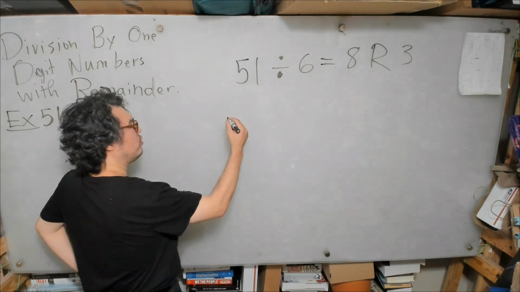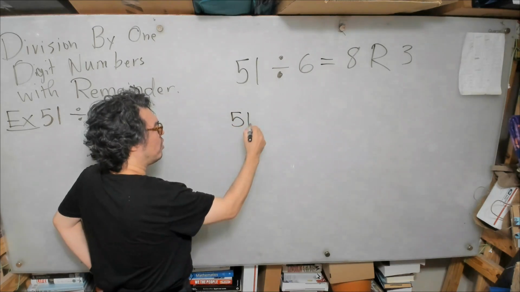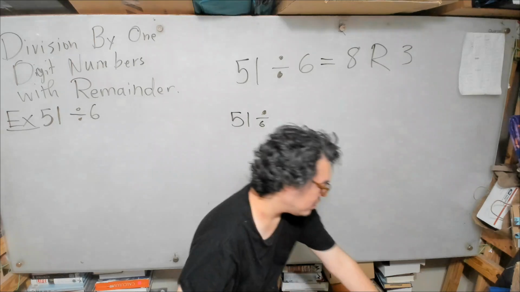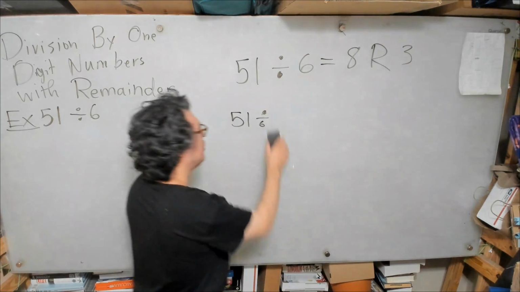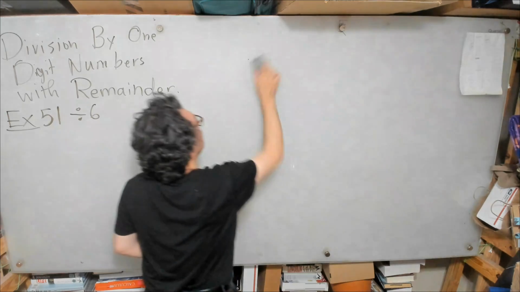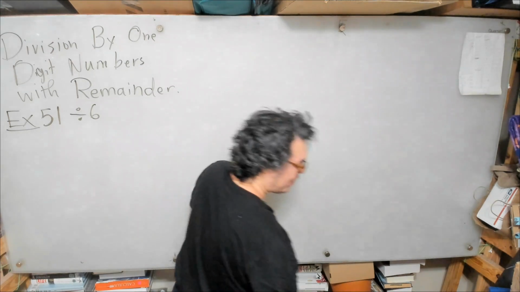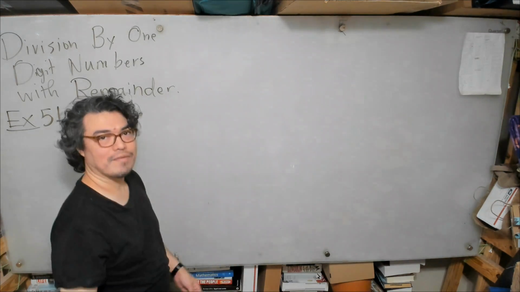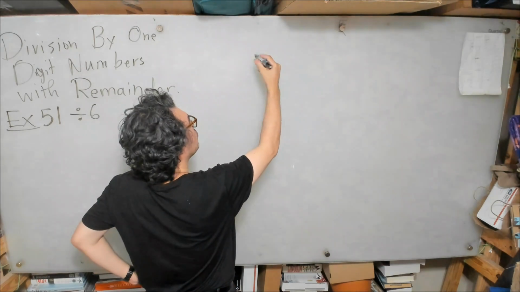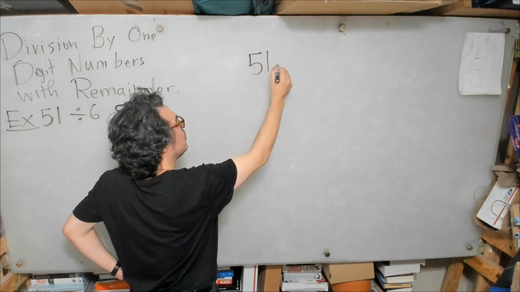So if I want to do 51 divided by 6, oops, sorry about that. That's what is known as a gap. I know that it's going to be clipped out, but it's okay. Let's look at this together. So I want to calculate 51 divided by 6.